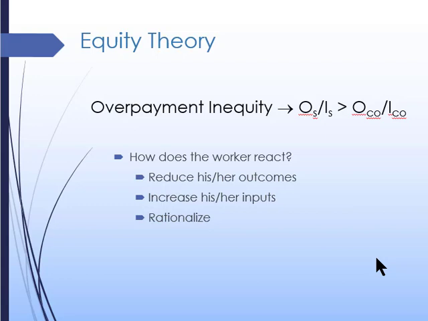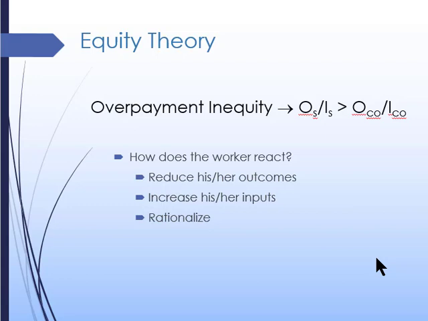According to Adams, there can be situations where we perceive overpayment inequity, that we're getting more than others that are comparable to us. Again, looking at what we're getting out of our work versus what we're putting in, and seeing that that's more than what others are getting out of their work compared to what they're putting in. Adams suggested that when we perceive this, there is a form of dissonance that we want to resolve to get back to a sense of balance and fairness and equity.